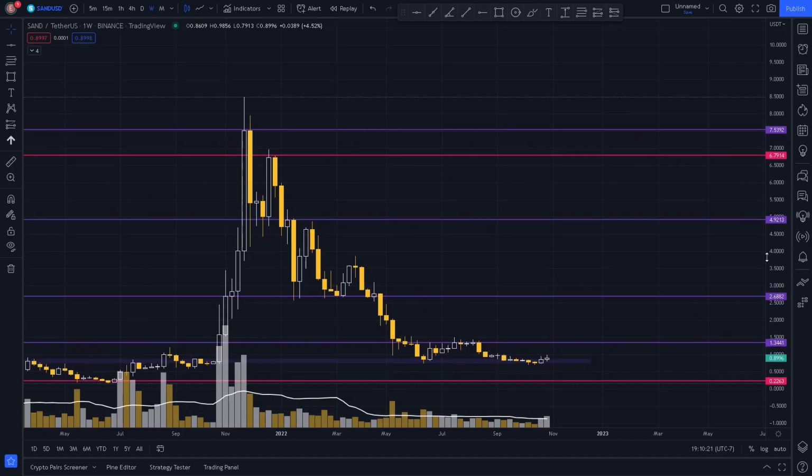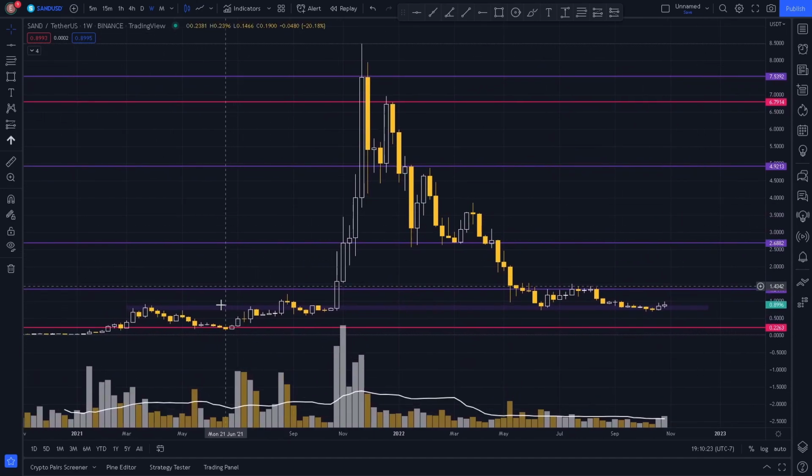Now, looking at the chart here, these are all our key levels plotted.